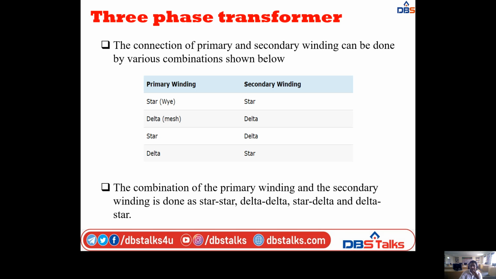The primary winding takes star and the secondary winding also takes star connection, the primary winding takes delta and the secondary winding also takes delta connection, the primary winding takes star and the secondary winding takes delta, and the primary winding takes delta connection and the secondary winding takes star connection. Like this we have the combinations of primary and secondary windings in the three-phase transformer: star to star, delta to delta, star to delta, delta to star.